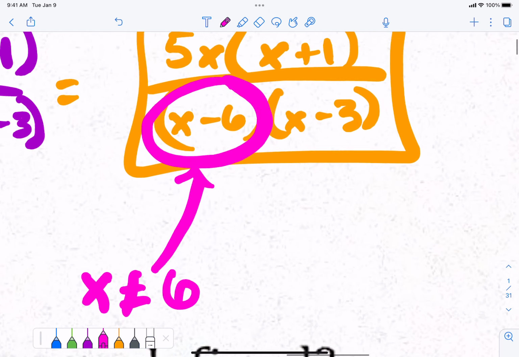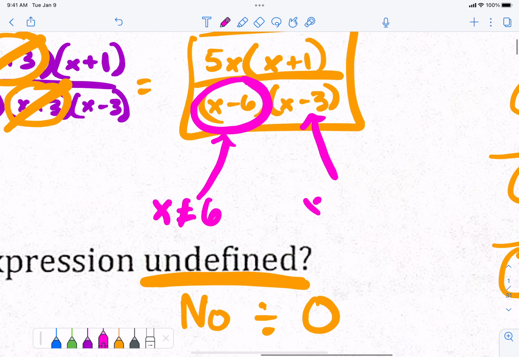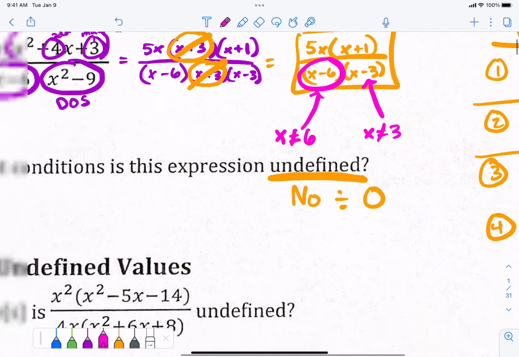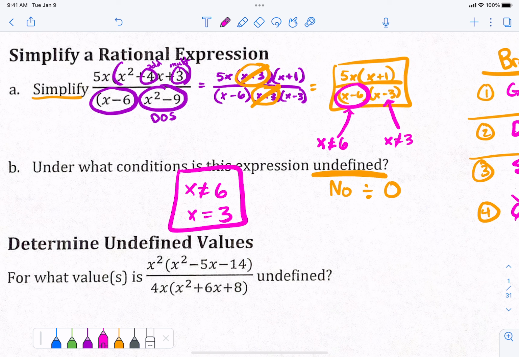X couldn't be positive 6, because if it was, I would have 6 minus 6, which gives me 0. I don't want 0, right? So x can't be positive 6. What about for this one? X can't be positive 3. If I plug a 3 in there, 3 minus 3 is 0. I don't want 0. So x can't be 3. So when it says under what conditions is the expression undefined, we don't want 6 and we don't want 3. And that's what I write for an answer. No 6s and no 3s. We can have any other number for x, but no 6s and no 3s.